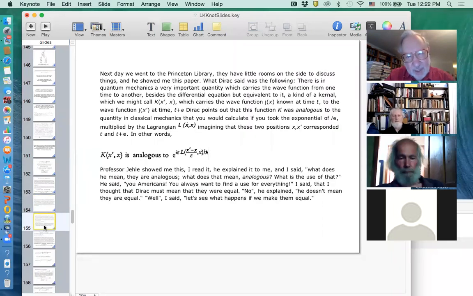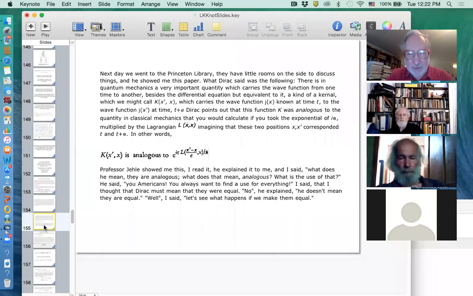Next day, we went to the Princeton Library. They have little rooms on the side to discuss things. Maybe you guys remember what the Princeton Library, math library looked like long ago. If not, the somewhat more recent film about John Nash has some nice photographs of those alcoves. And he showed me this paper.